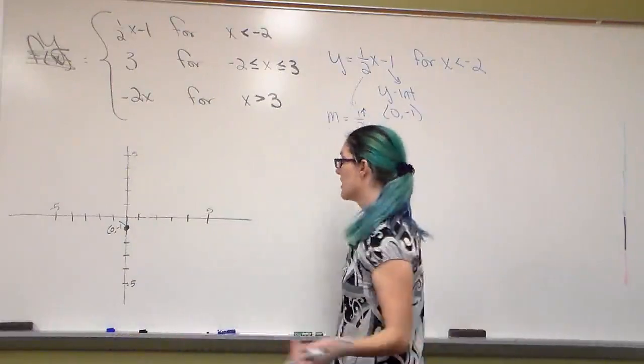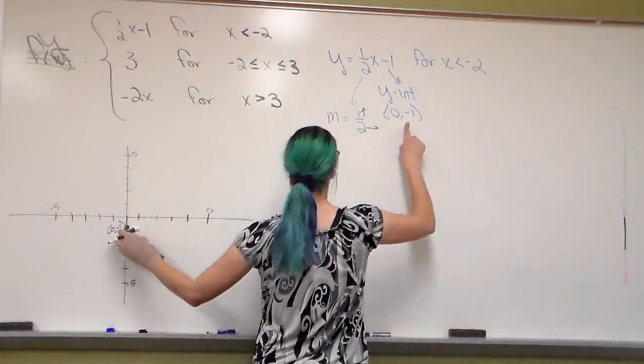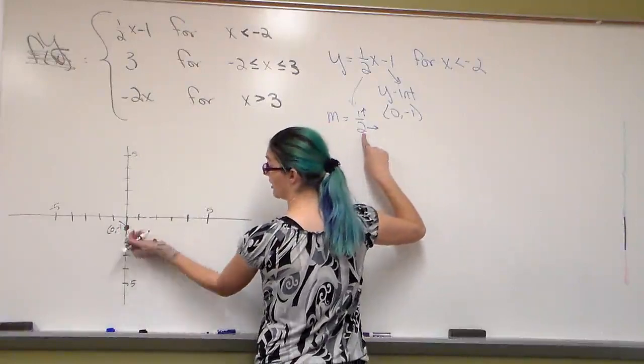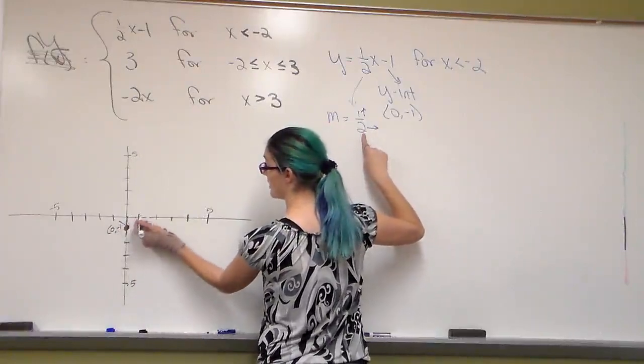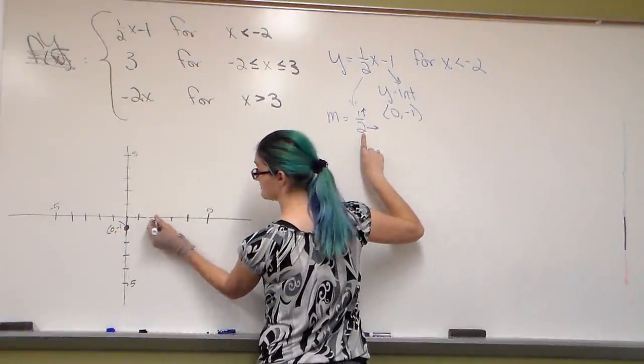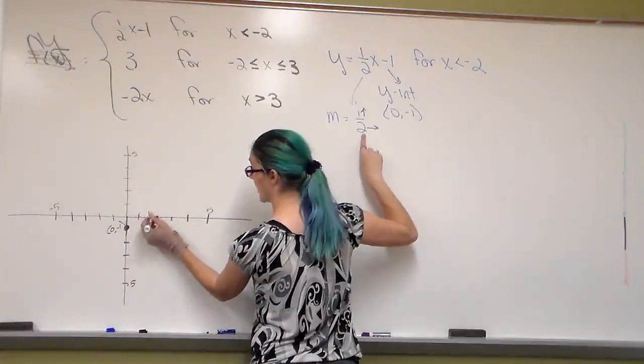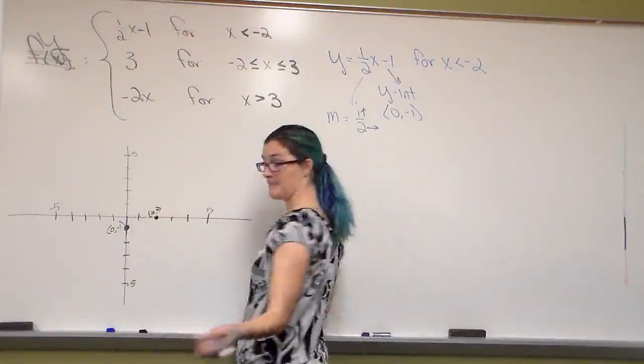So (0, -1), and then from this ordered pair, we are going to go up 1 and right 2. That's going to be the ordered pair (2, 0).